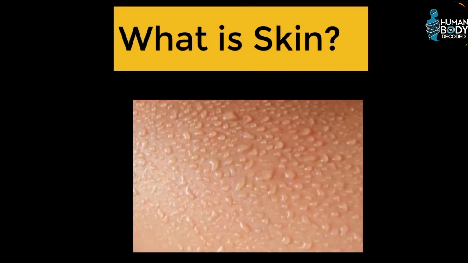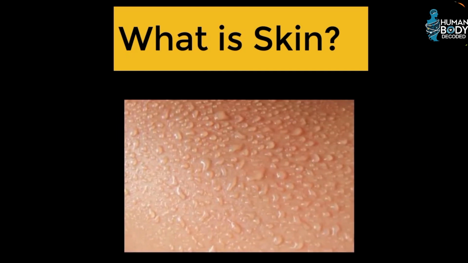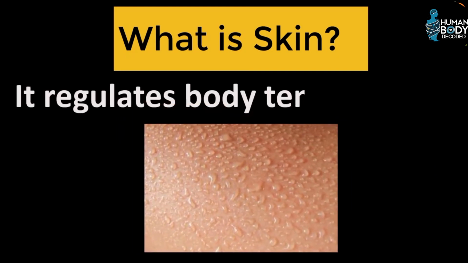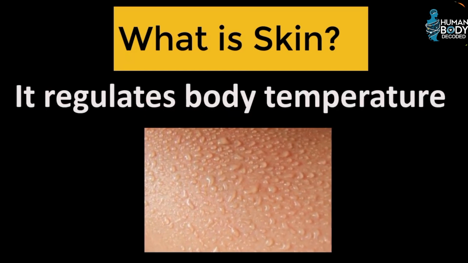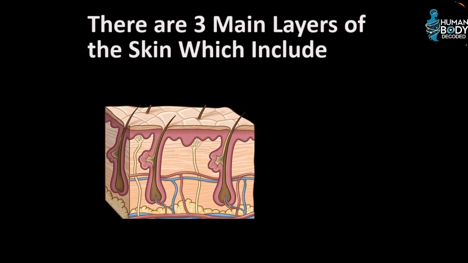The third point is that our skin produces sweat. Through sweating, the body's temperature is regulated. So, the skin helps maintain a stable body temperature. Did you know that there are 3 layers of skin? One is the outer layer, another is the middle layer, and the third is the innermost layer.